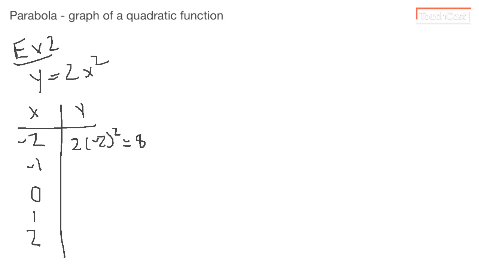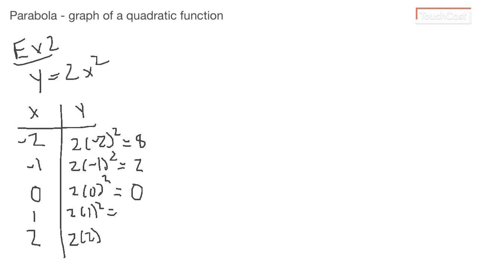Now let's find the second one. We're going to have 2 times negative 1 squared. Well, negative 1 times negative 1 is 1, and that times 2 is 2. We're going to continue filling in our table. We're going to go 2 times 0 squared. 0 squared is 0. 2 times 0 is 0. We're going to do this with 1 and 2 as well. 1 squared is 1 times 2 is 2. 2 squared is 4. 4 times 2 is 8.